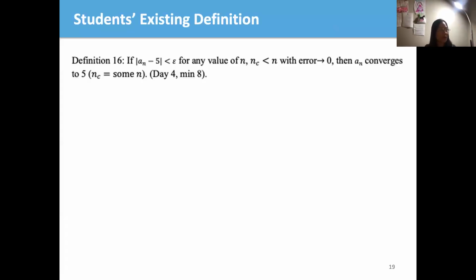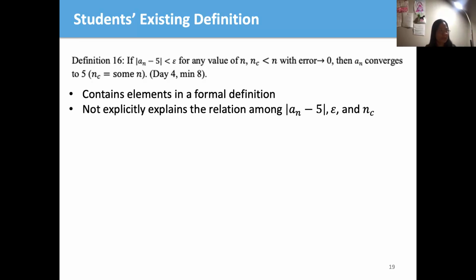So in the beginning of day 4, the teaching experiment group had this group definition: if the error is less than epsilon for any value n, and n is greater than n sub c, with error going to 0, then a sub n converges to 5. One may say it contains all the crucial elements of a formal definition, but as you can see, it doesn't explicitly explain the relation among a sub n, the error bound, and n sub c.